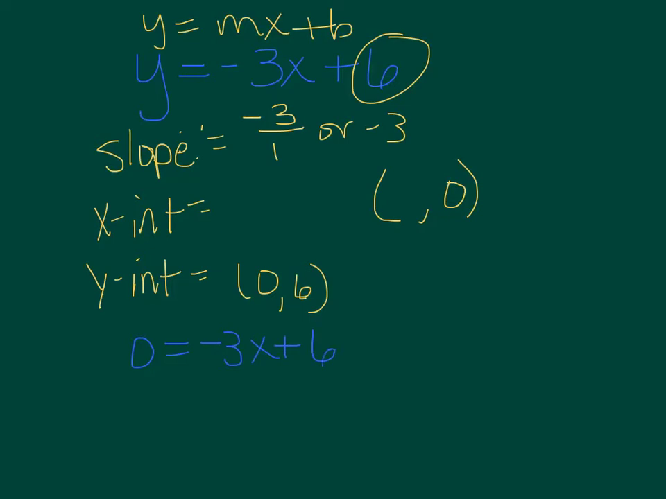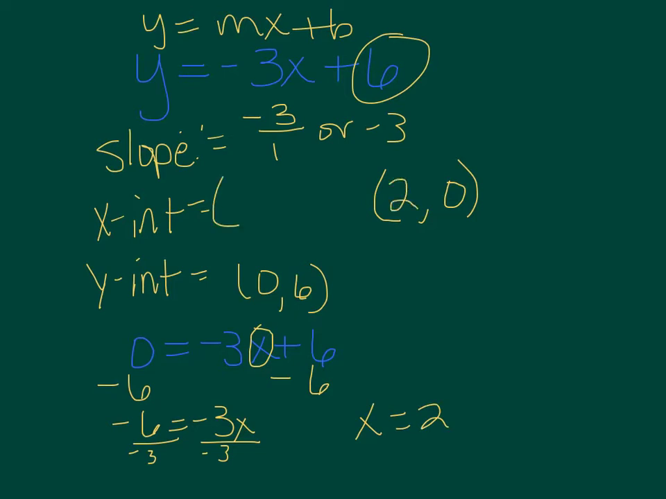It's an equation, so I'm going to solve it just like I normally would. Solve for x. I'm going to isolate the x, subtract 6, divide by negative 3, so x equals 2. So my x-intercept is (2, 0). On a graph, you don't have to graph these, but the x-intercept would be 2, the y-intercept would be 6, so your line would look like that on a graph.